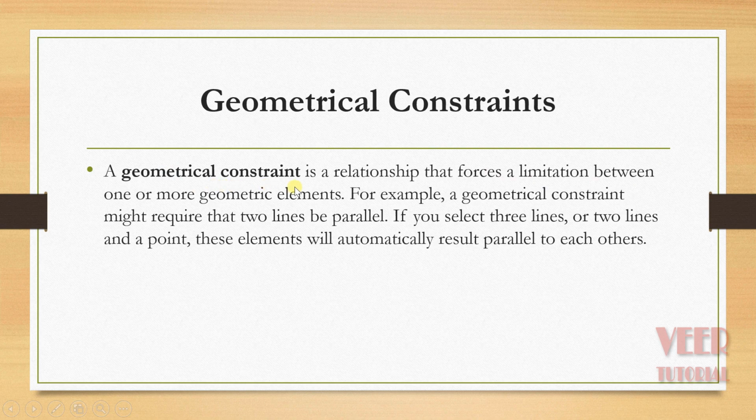A geometric constraint is a relationship that forces a limitation between one or more geometric elements. So we have geometric elements just like line, circle, rectangle, etc. We restrict the motion, or we provide a restriction or limitation on that sketch. That is called geometric constraint. So for example, if we want to make two lines parallel, we select the lines and then we insert the parallel constraint. So that is called constraint.